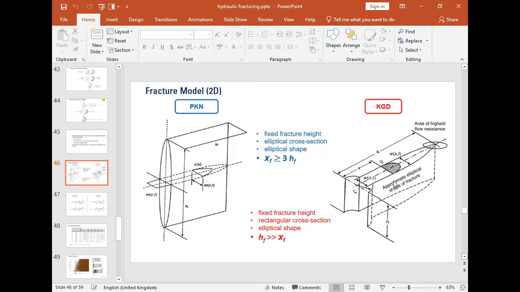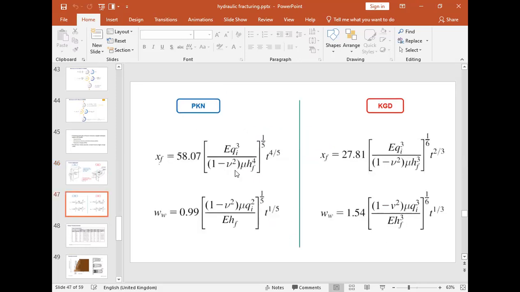Then for the KGD model, you realize that the fracture height is greater than the fracture half length. That means the fracture does not penetrate right deep into the formation. So these are the formulas that can be used to calculate our fracture half length and our fracture width for each of the model. You realize that from here, we have the Young modulus that comes in.